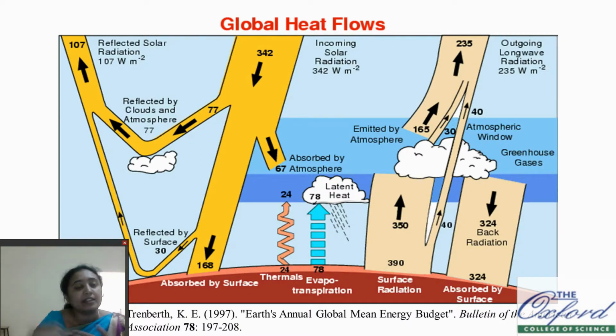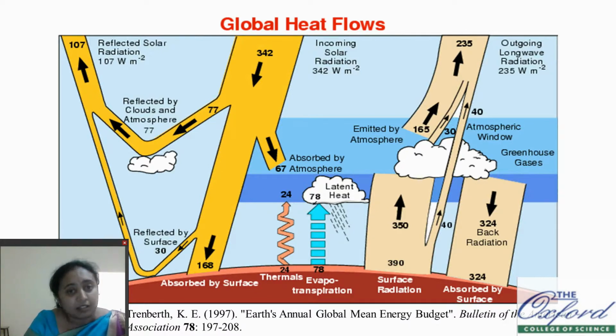And also the radiation coming from the sun directly influences the climate, because we always talk about global warming. So the amount of radiation falling on the Earth, that is the energy budget of the Earth, is changing because of climate change. For example, the total energy coming from the sun towards Earth is 342 watts per square meter. Out of that, from atmospheric clouds and all, 77 watts per square meter is reflected back. On the Earth's surface, 30 watts per square meter is reflected back.